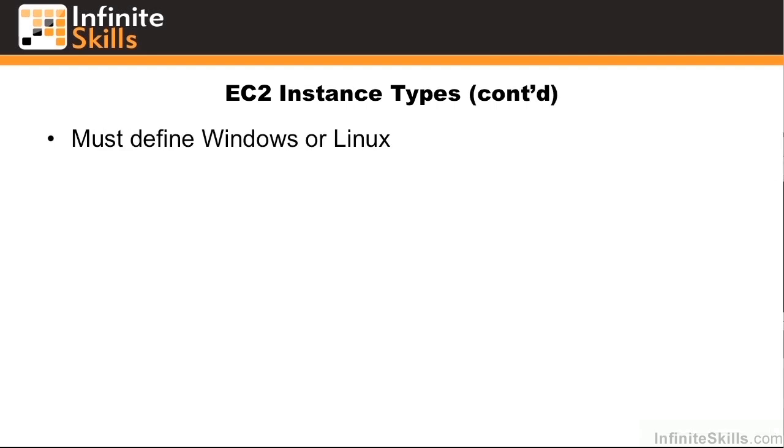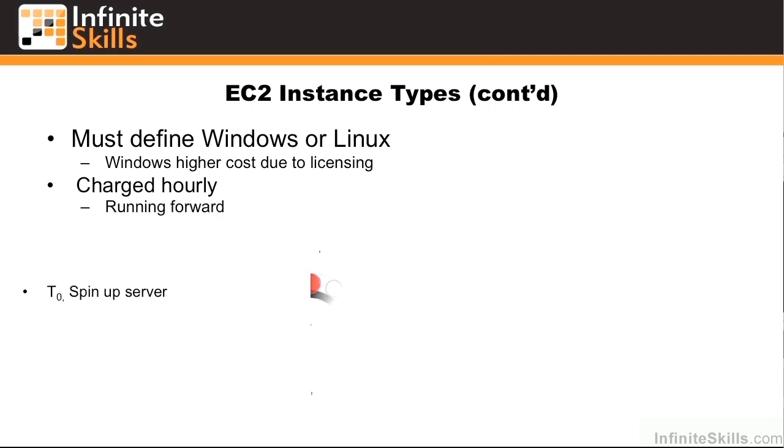Some things about EC2 instance types that you should be aware of. First, you have to define whether it's Windows or Linux. The Windows is going to be a higher cost due to licensing. These are charged hourly, and this is something that always gets first-time users. Let's take a look at what we mean here.